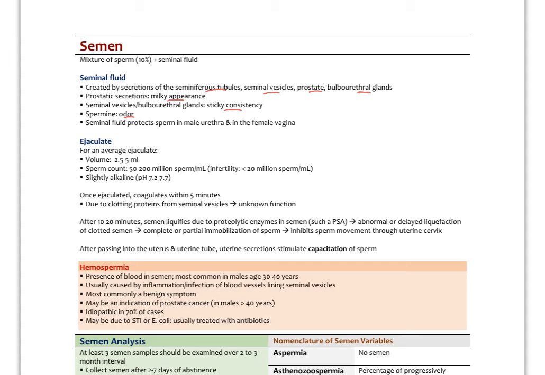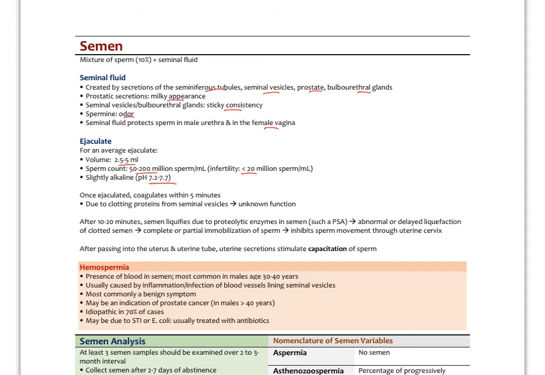And then in general, we can think of this seminal fluid as actually protecting the sperm in the male urethra. It'll also help protect the sperm in the female vagina from the enzymes and the different environmental factors there. On average, for an average ejaculate, the volume is about 2.5 to 5 milliliters, and with each ejaculate, up to 200 million sperm per milliliter are found. By definition, infertility is when we get under 20 million sperm per milliliter, and especially under 15 million sperm per milliliter. That's absolute infertility. The ejaculate is slightly alkaline, so pH just over 7.